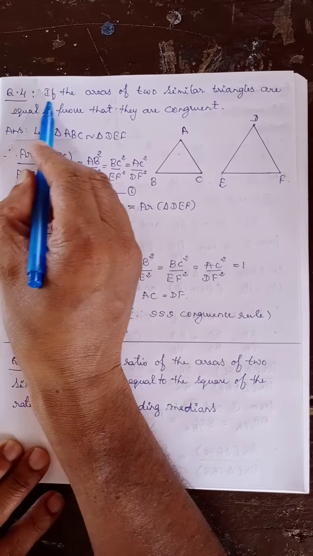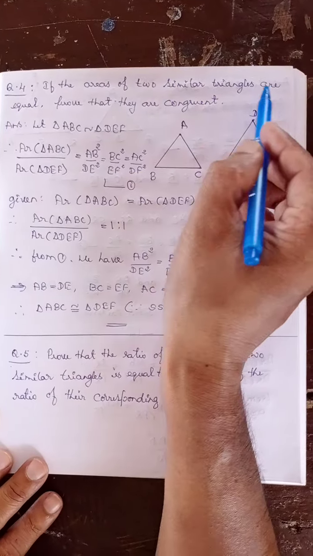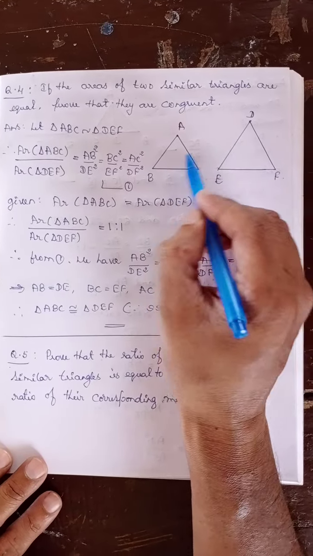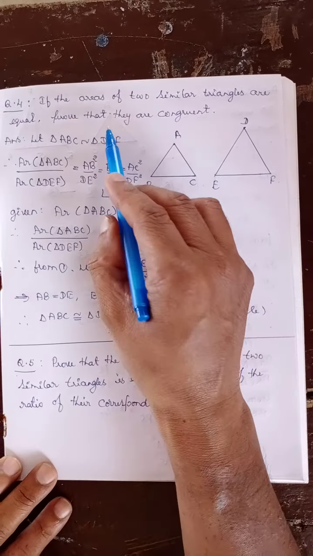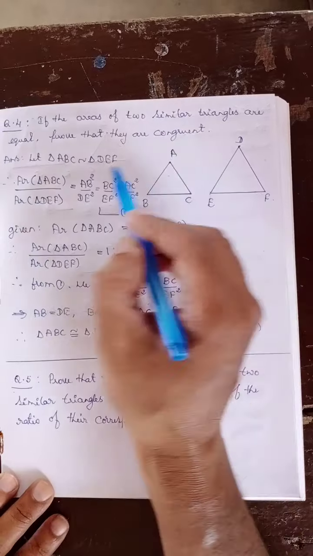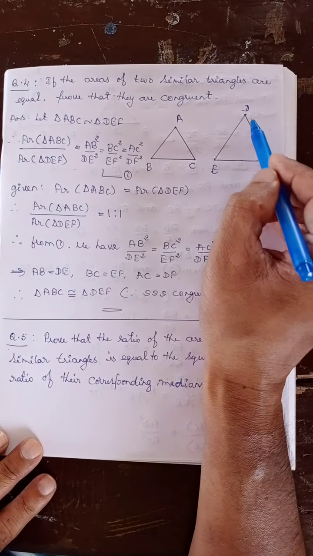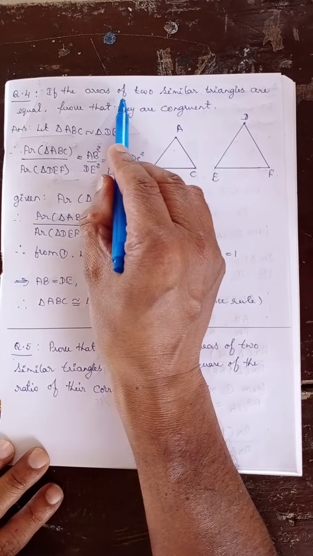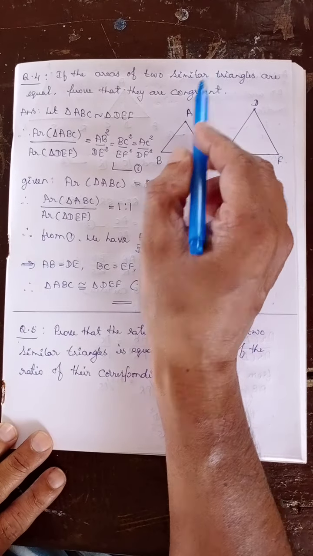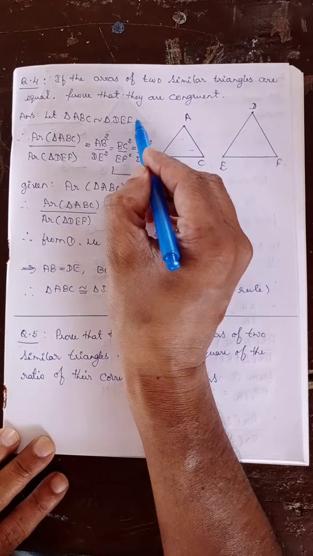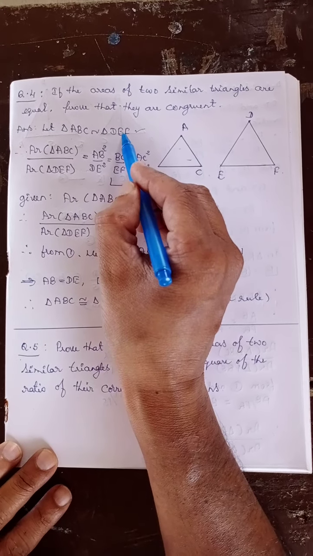Next, question number 4. If the areas of two similar triangles are equal, prove that they are congruent. So here it is given that triangle ABC is similar to triangle DEF. At the beginning it is given that the areas of the two similar triangles are equal. That means the given triangles are similar. First we have to say the given triangles are similar.